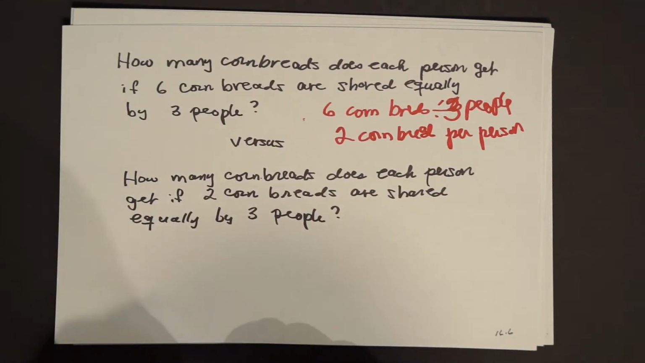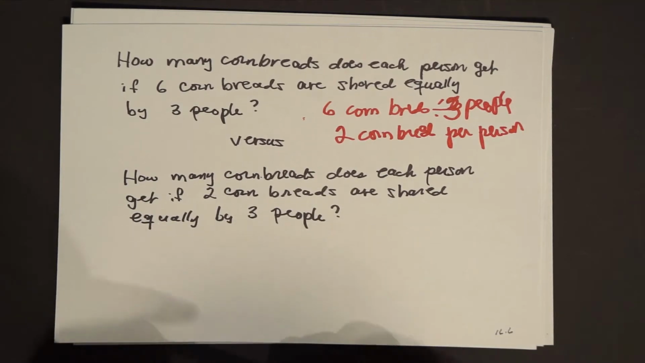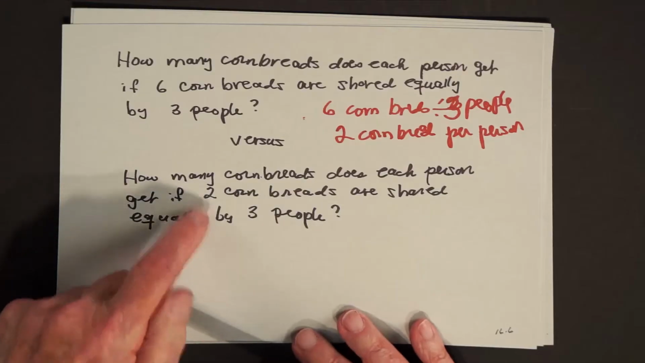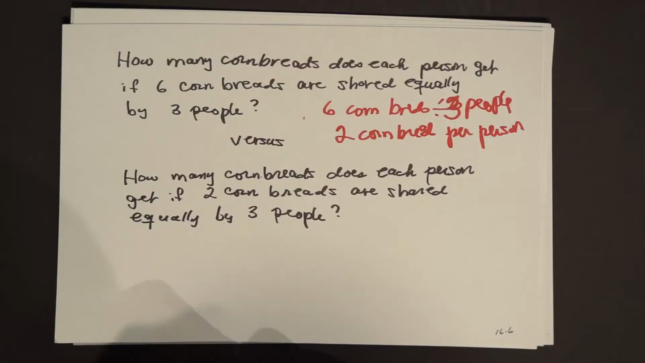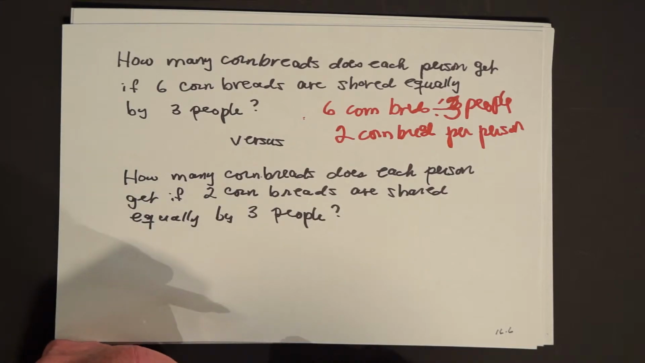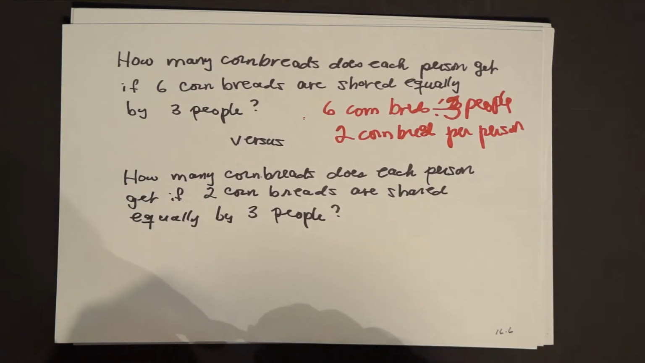Compare that with how many cornbreads does each person get if 2 cornbreads are shared equally by 3 people? Now, if all you know are whole numbers, you can't solve this problem. Why is that? If 3 people are sharing the cornbreads equally, can each person get a whole cornbread? No. Each person can't get a whole cornbread because there are only 2 cornbreads. So people say, you can't do that problem.